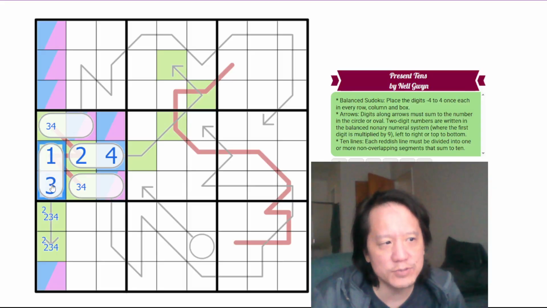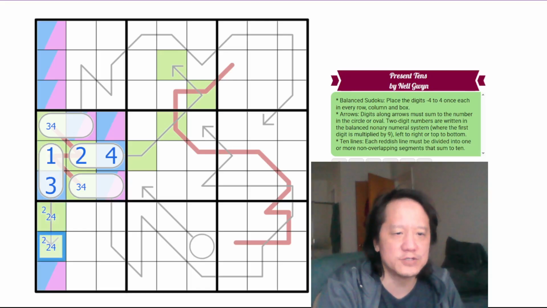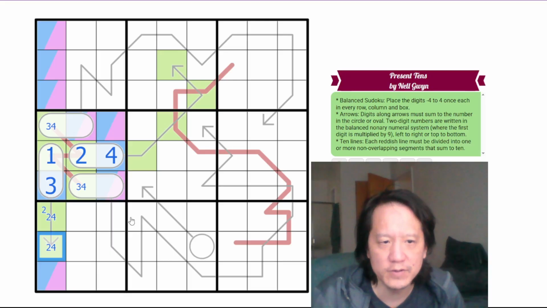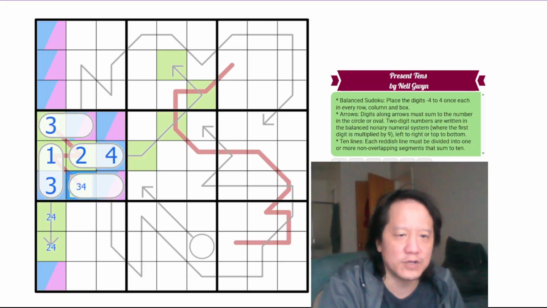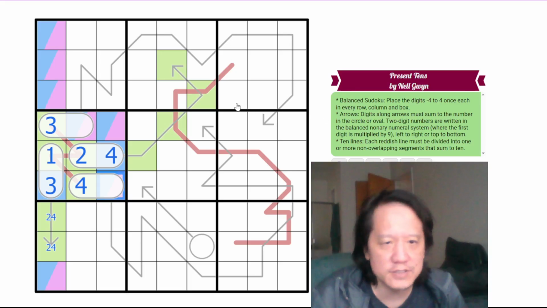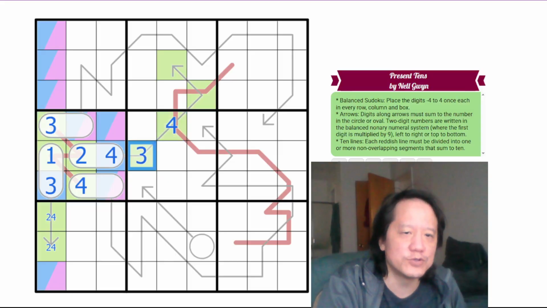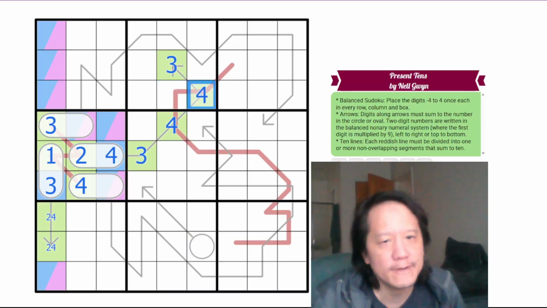9 minus 3 then is 6, so this must be a 2, 4 pair, which eliminates 2, 4 in the rest of the column. So this can't be positive 4, it's 3, which means this is positive 4 here. This is a 3, 4 pair, and this can't be 3 because of 3 in the row. So this is 4, this is 3. This can't be 4, so that's 3 and 4 there. Okay.